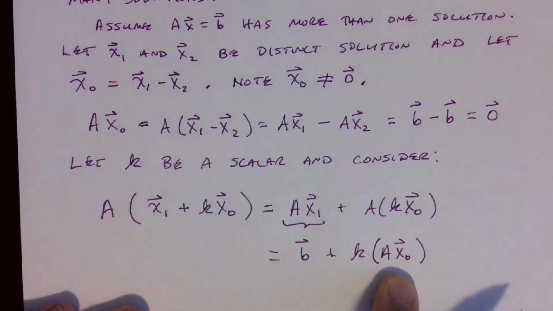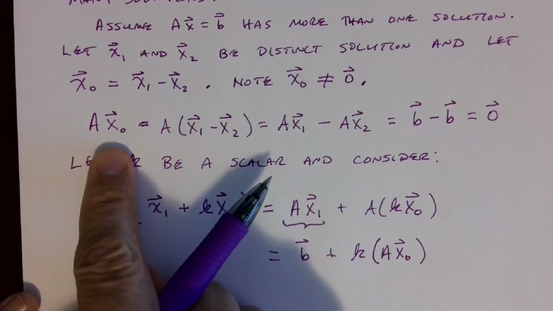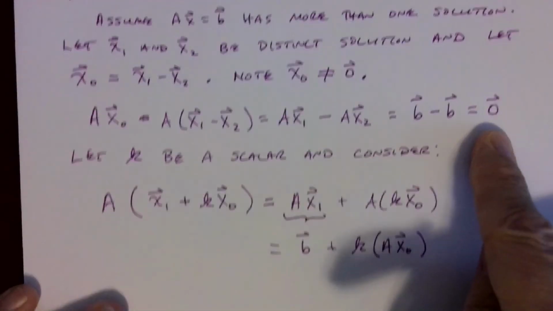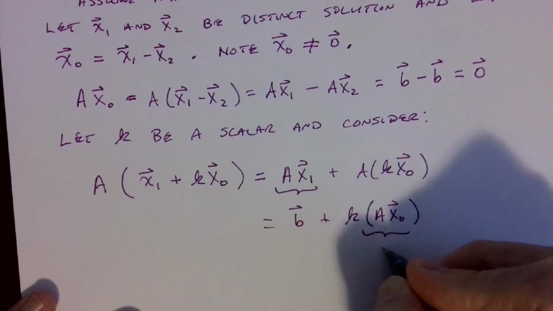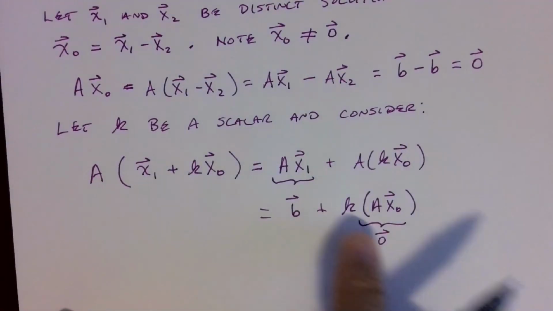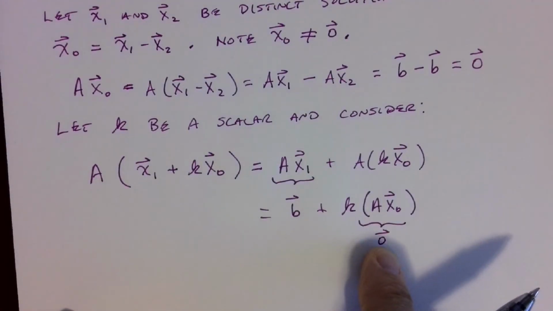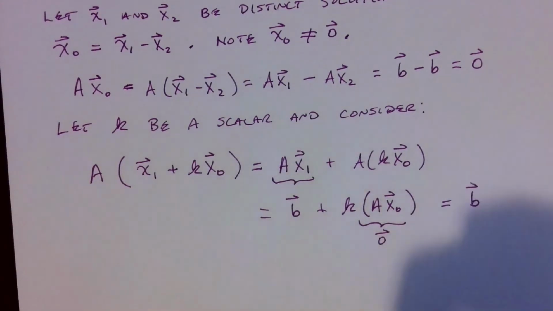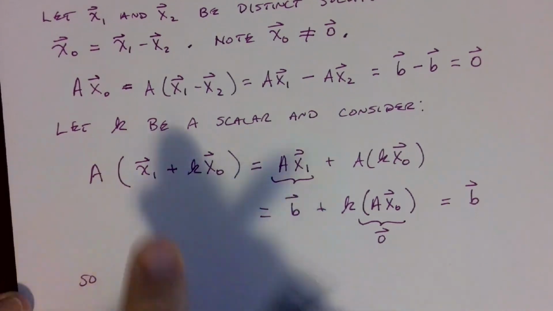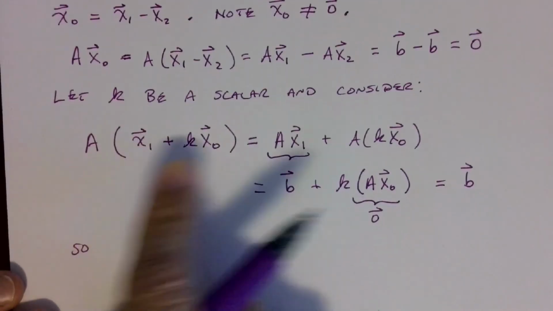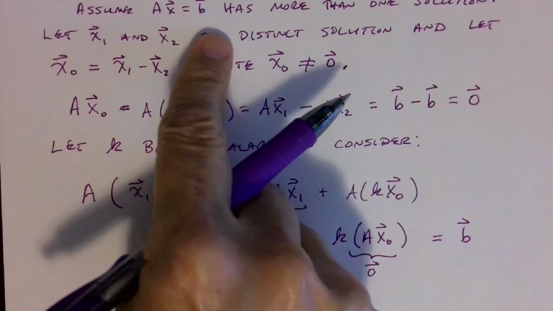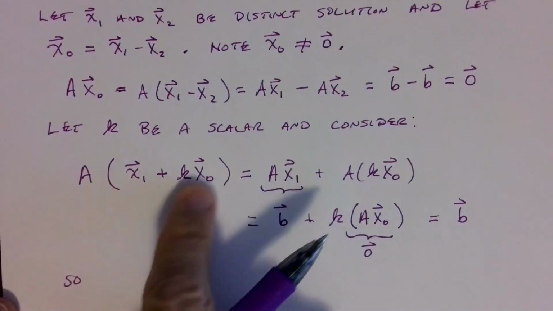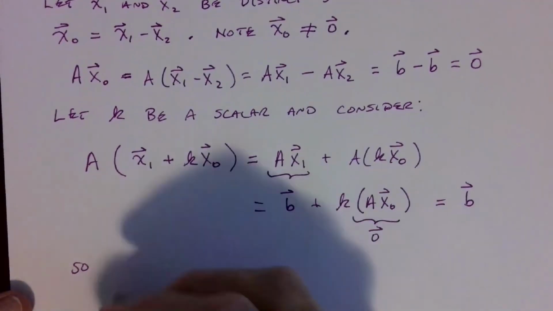What's A times x₀? Well, we just did that a minute ago, right, to show that it was what? The zero vector. And what do we have then? k, any scalar multiple of the zero vector, is the zero vector. So b plus the zero vector is just b. And so what have I shown here? This vector here satisfies Ax equals b. So this new vector I've created is a solution to the system.